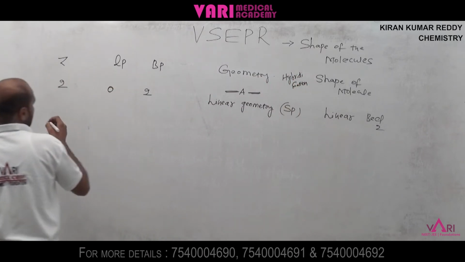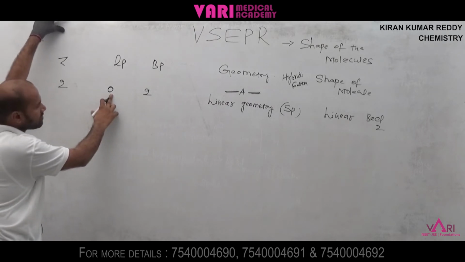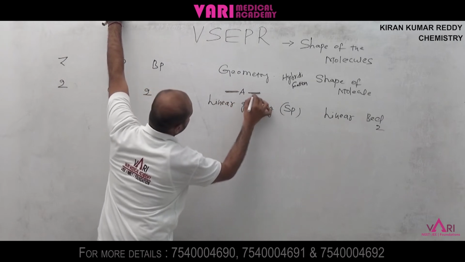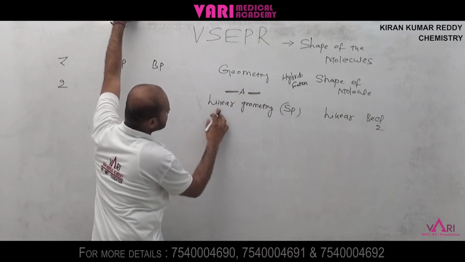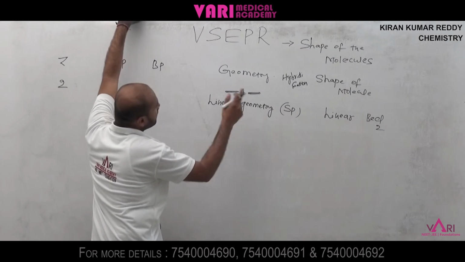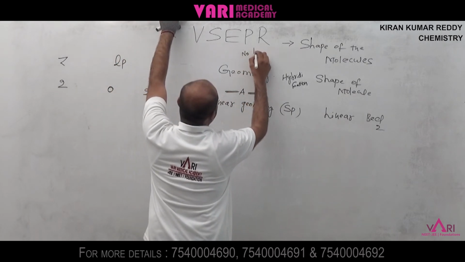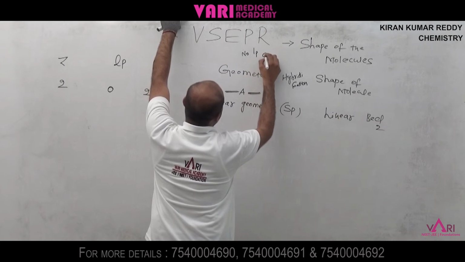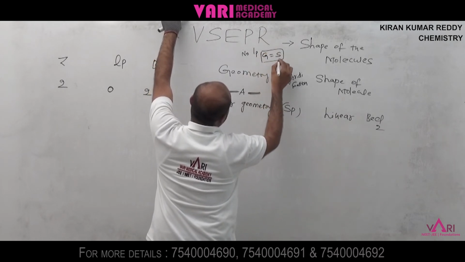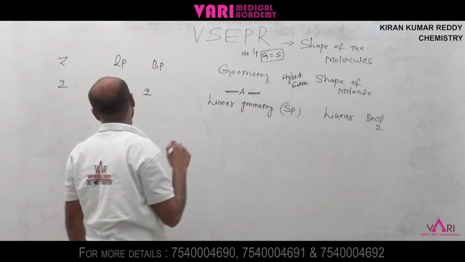Now Z is equal to 2, sp hybridization, 0 lone pairs, 2 bond pairs. This is one bond pair, here is another bond pair. What is the shape looking like? Linear geometry. Now you already know, no lone pair means geometry is equal to shape. Here G means geometry, S means shape. No lone pair means geometry is equal to shape.